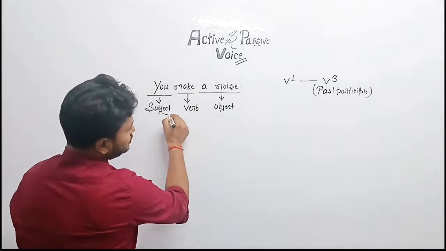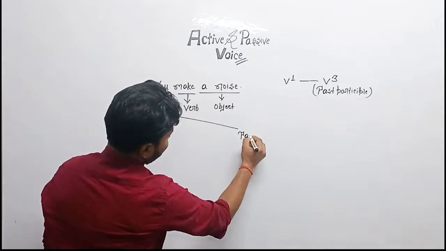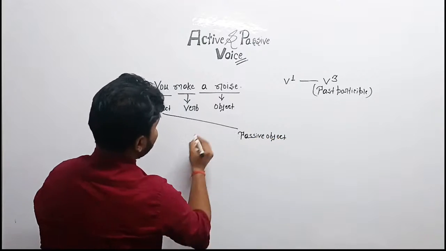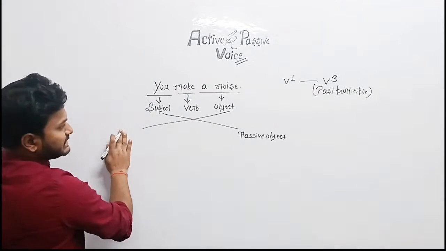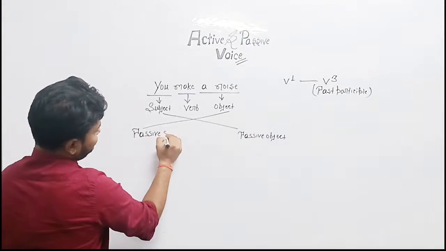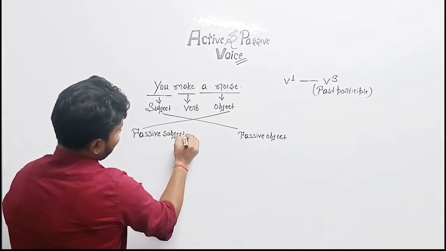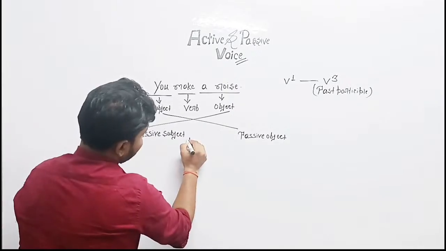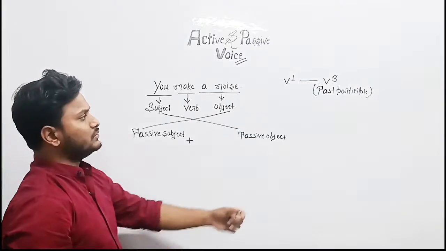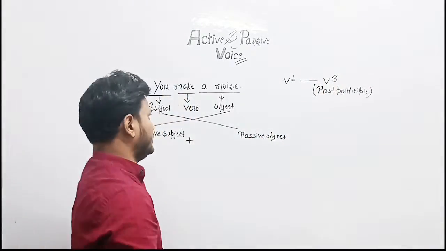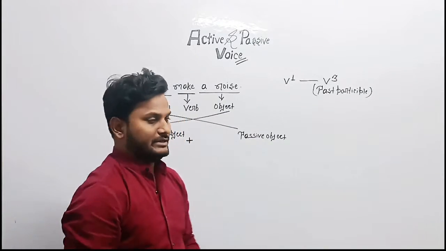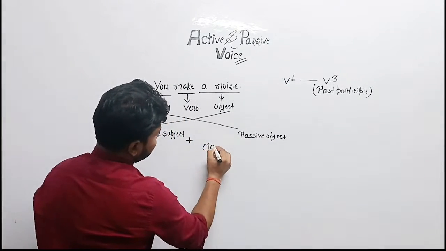The subject changes into the passive object. The object changes into the passive subject. And after that, before the verb, I had already told you that here it will always be verb 3. So what is the past participle of make? It is made. So let me write here: made.